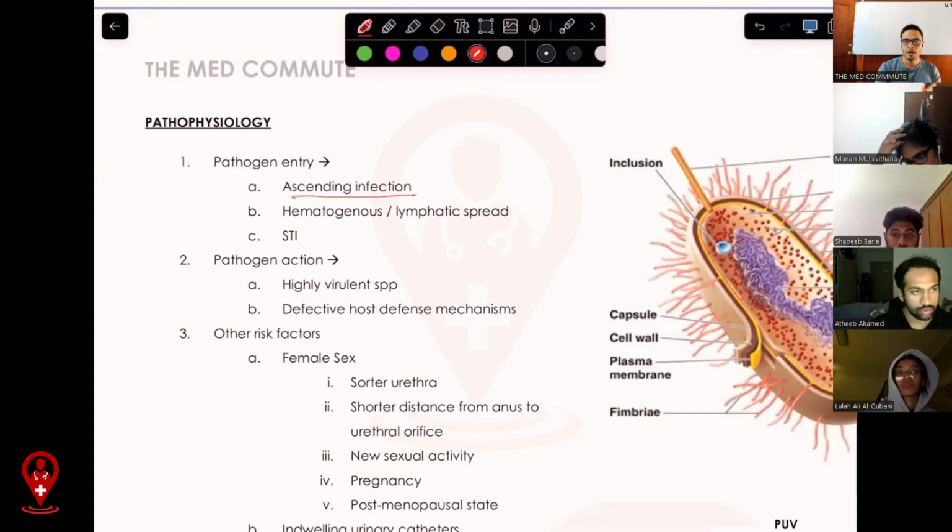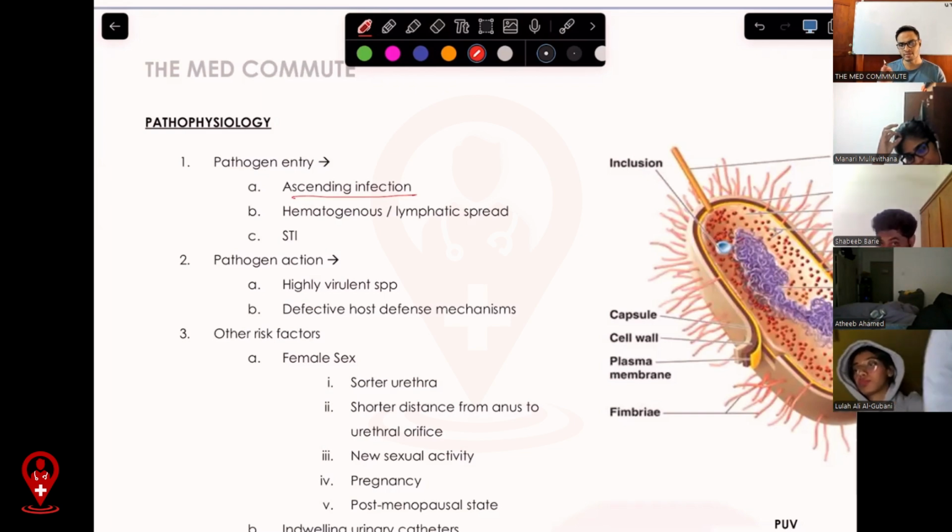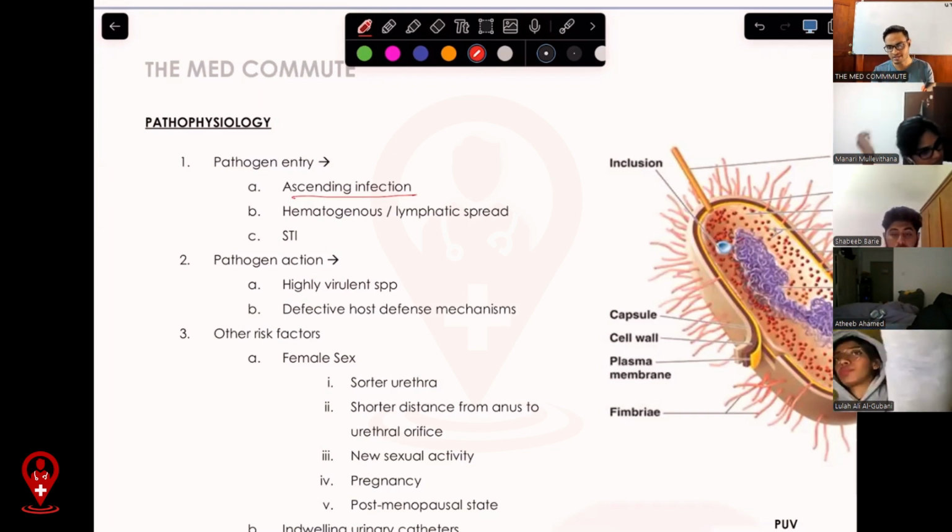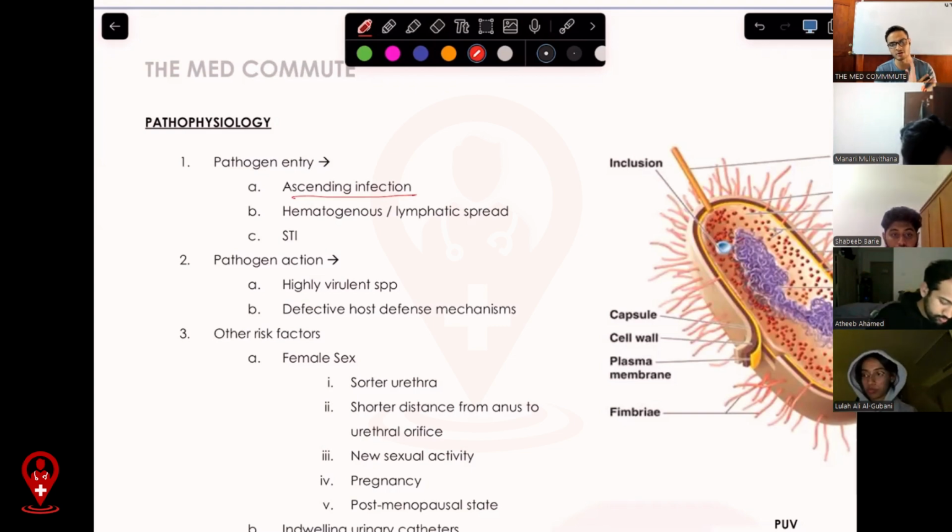So that's very important. Then let's take a look at the defective host defense mechanisms and this highly virulent species. What is happening here? Look at this, guys. When we take a look at the pathogen's action in our body, one thing is the virulence of the organism. What does the term virulence mean? How easily a pathogen can cause a disease in our body. That is what virulence means.